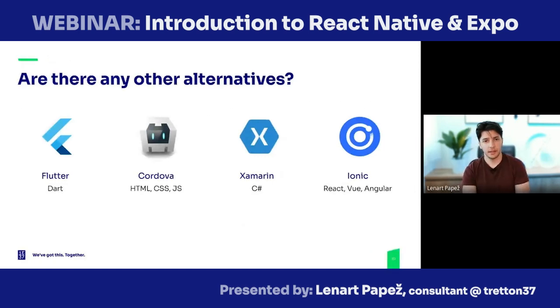And are there any other alternatives to React Native? Of course, the most common one I'd say is Flutter, which uses the Dart language. Then we have Cordova, which uses the standard HTML, CSS, and JS. Xamarin by Microsoft uses C#, and then Ionic, which I mentioned before, renders web views. The good thing about Ionic is that we can use any of the famous front-end frameworks that we desire. So it can be either React, Vue, or Angular. But as I mentioned, it doesn't render actual native elements.